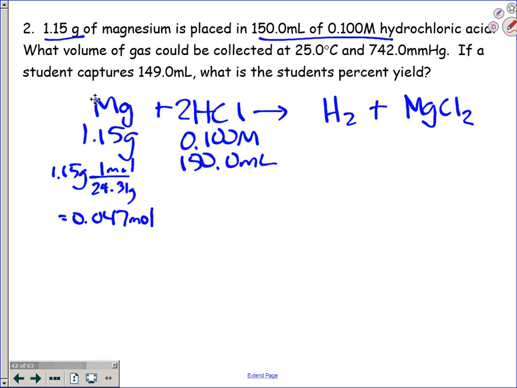Okay, so what is 0.1? I'm just going to back that decimal up. I'm not going to really convert. Okay, so that's 0.150 liters. Okay, so what's 0.150 times 0.1? Okay, so that's 0.0150 moles.